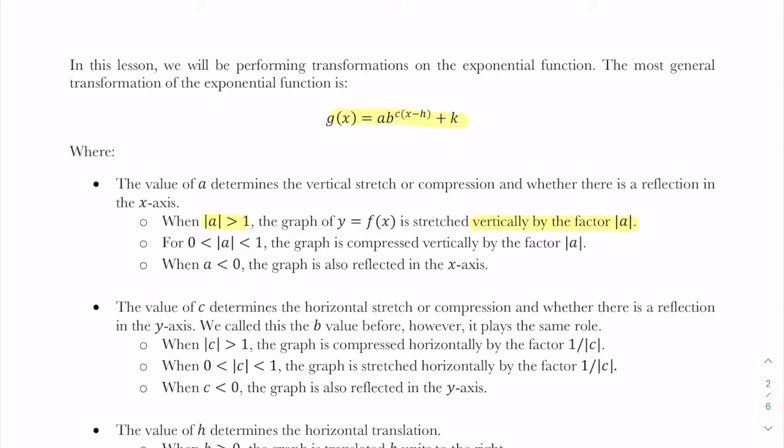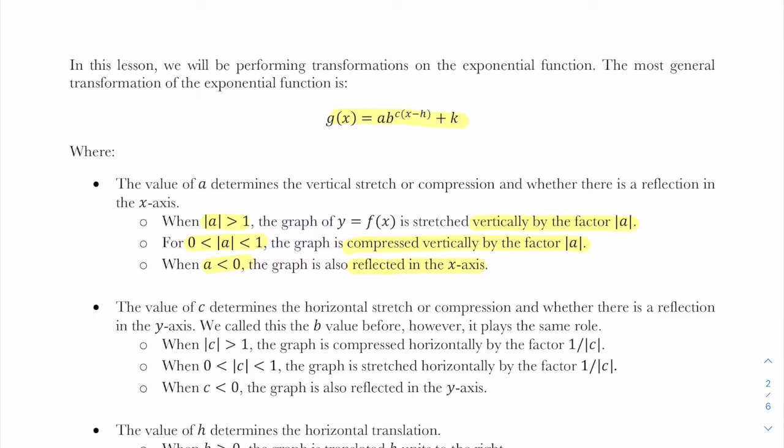If the absolute value of a is between 0 and 1, in other words, a fraction, that will correspond to a vertical compression by a factor of a. And finally, if a is negative, then that corresponds to a vertical reflection, or a reflection over the x-axis.